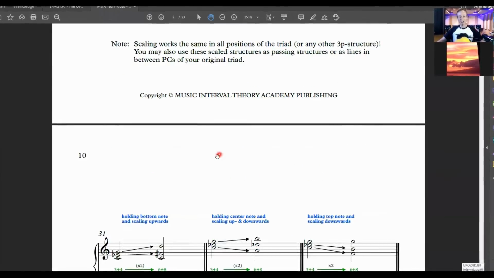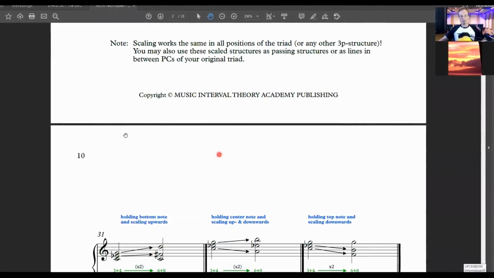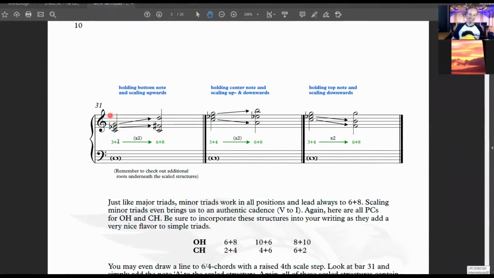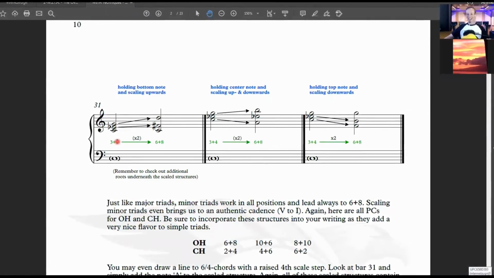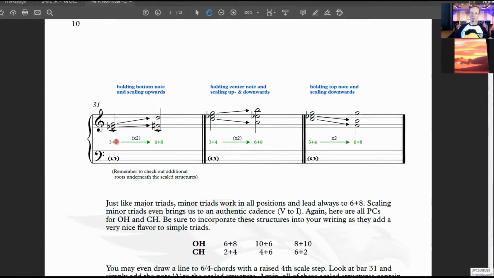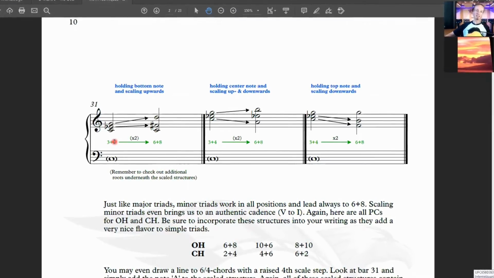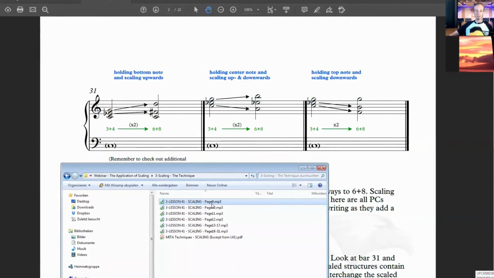So before you ask, well, Frank, is this also possible with a minor triad? Yes, my friend, it is. And here we can actually go a bit quicker because it's still the exact same concept, the same technique. Let me actually play you this here real quick.